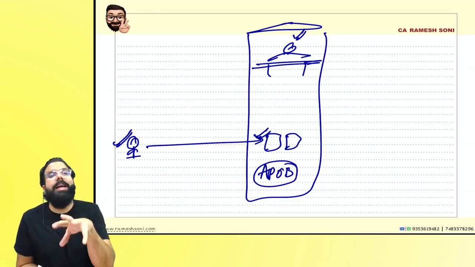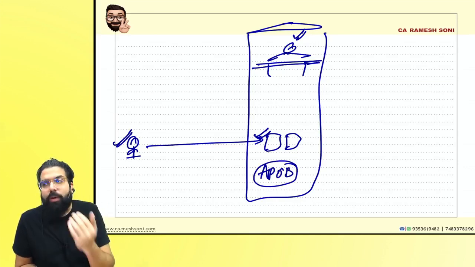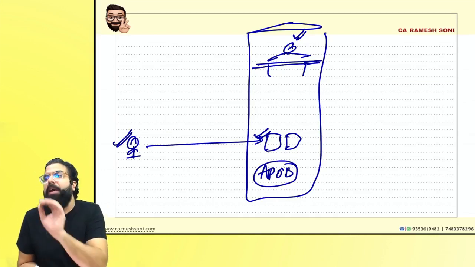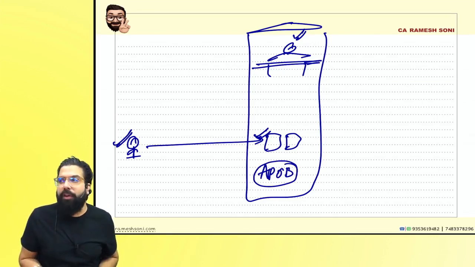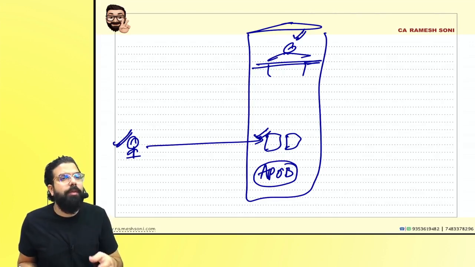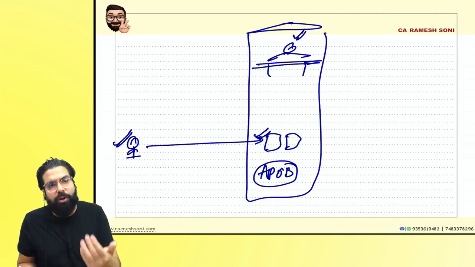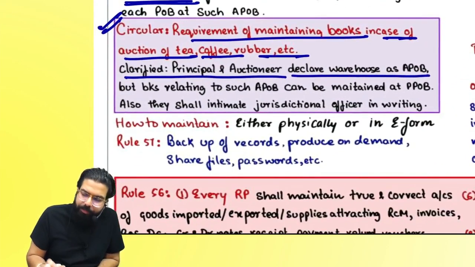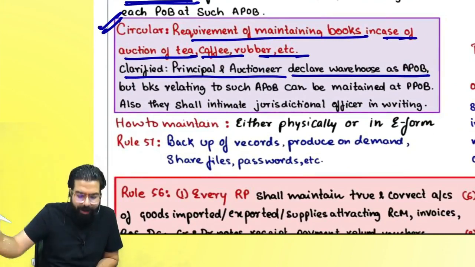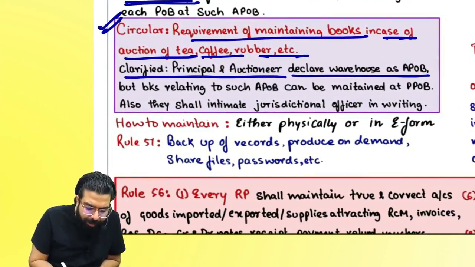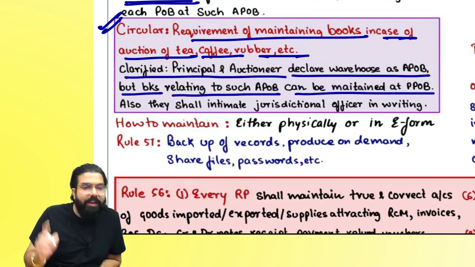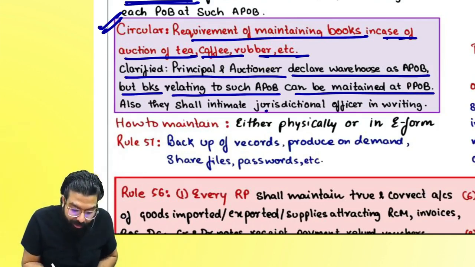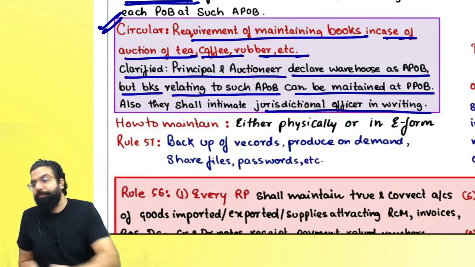But maintaining the accounts relating to the additional place of business at the tea board is not possible, and hence government issued one circular and told the supplier and auctioneer that the principal and auctioneer will declare the warehouse, that is the tea board or the coffee board warehouse, as additional place of business, but books relating to the additional place of business can be maintained at the principal place of business. You shall also intimate the jurisdictional officer in writing.